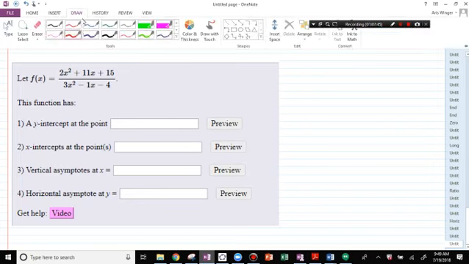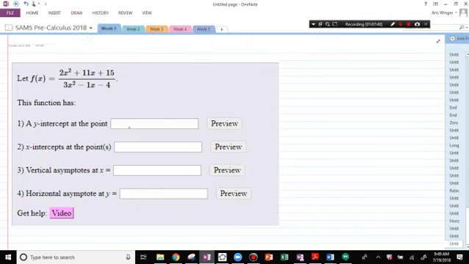Funky y-intercept, right? Plug in 0, negative 15 over 4. Are we experts at factoring, or it just takes a little bit of time? A little bit of time, yeah.